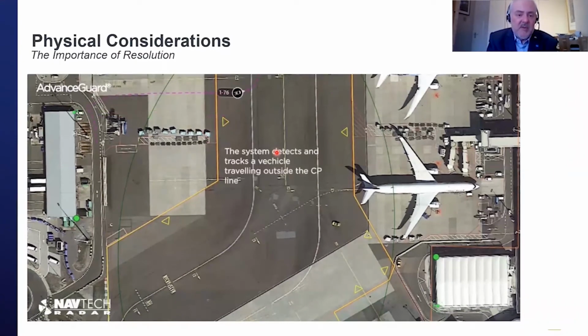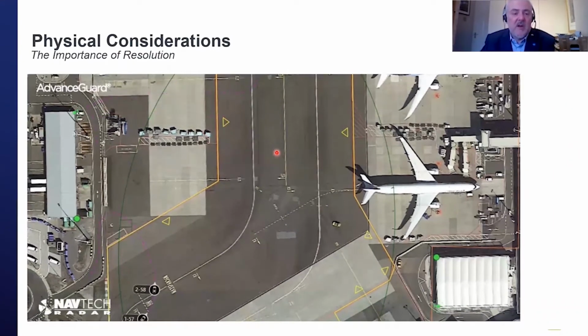To avoid any false alarms, that line needs to be very tightly defined. And the same goes for these vehicles here. A vehicle leaving the area won't be tracked, but a vehicle entering the area will create an alarm and will automatically be tracked by the relevant cameras.